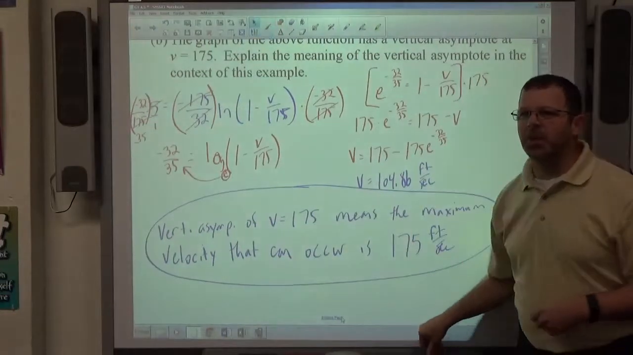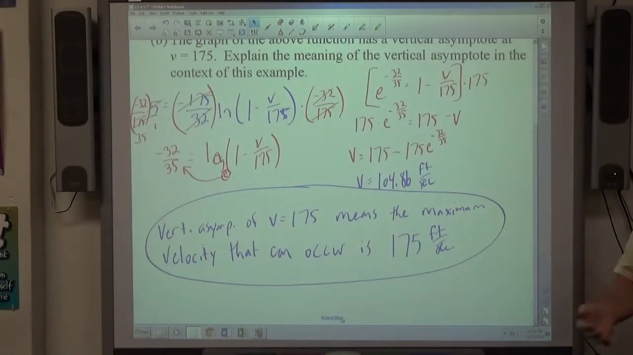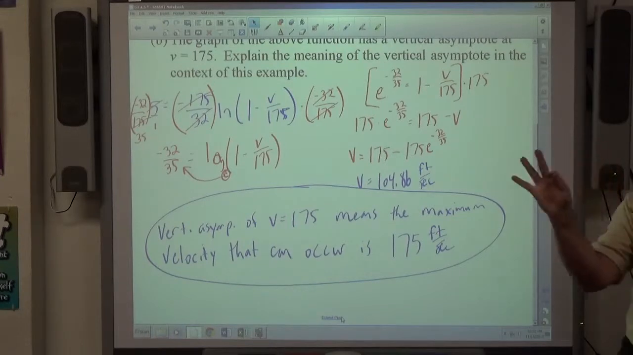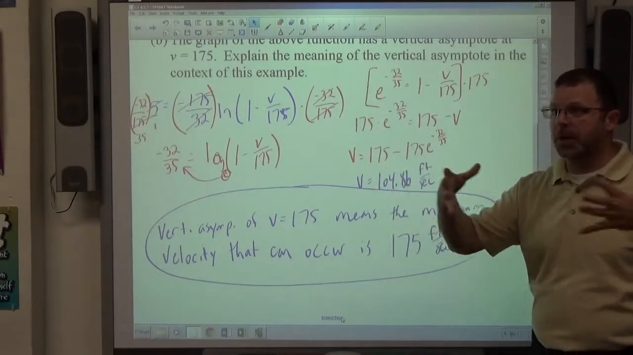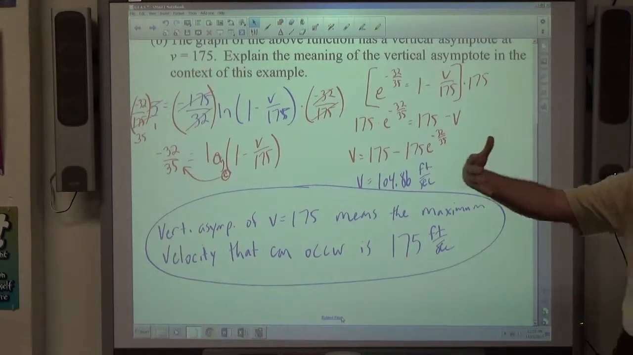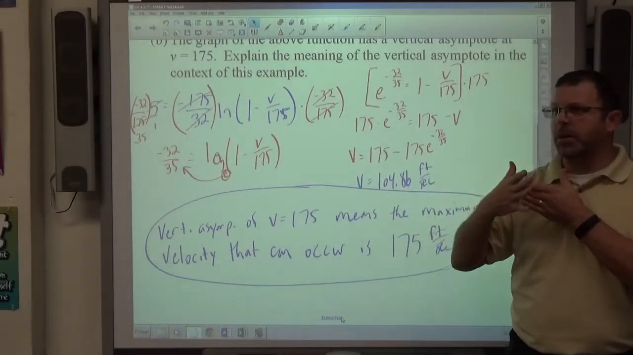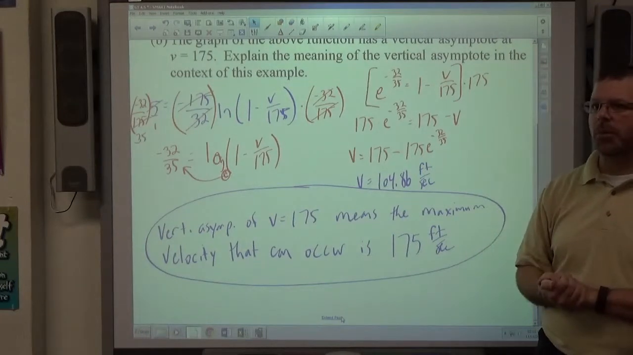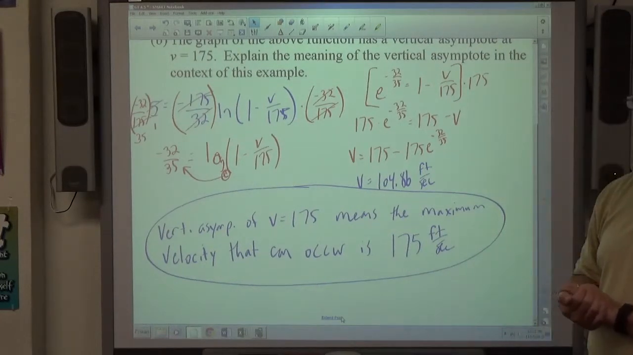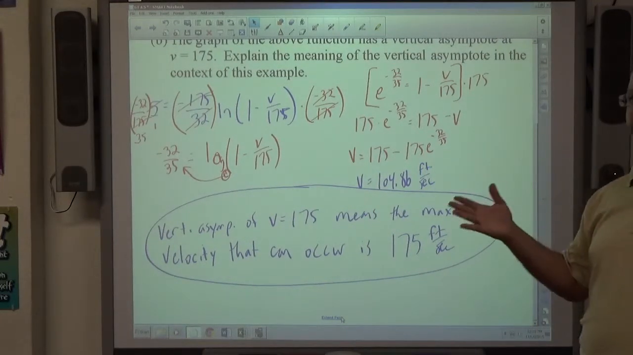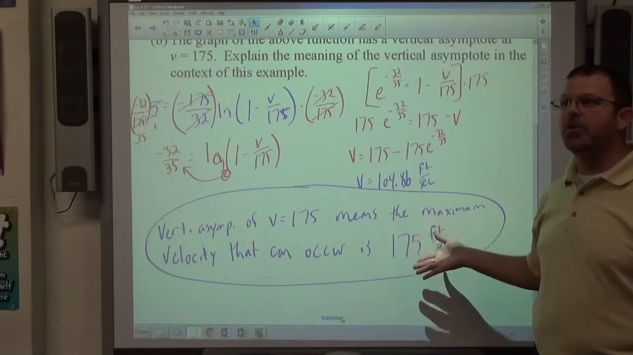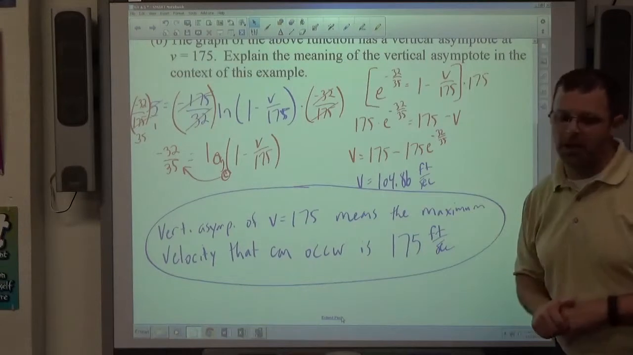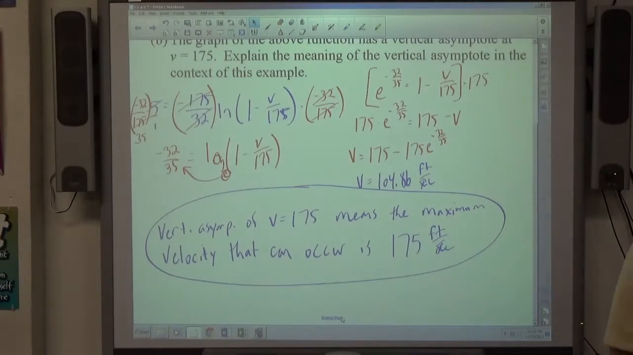That's all it means to explain something in the context of the problem. Tell me what it means. This number represents this. It's the maximum velocity, the minimum velocity, whatever. Again, you have to understand what's happening. And again, the velocities are getting increasingly bigger until they get to 175. They can't go beyond 175. All right? So if you continue falling forever, you're going to hit a speed of 175 and never go faster. That's terminal velocity is what they call that. But anyway, that's all it means.